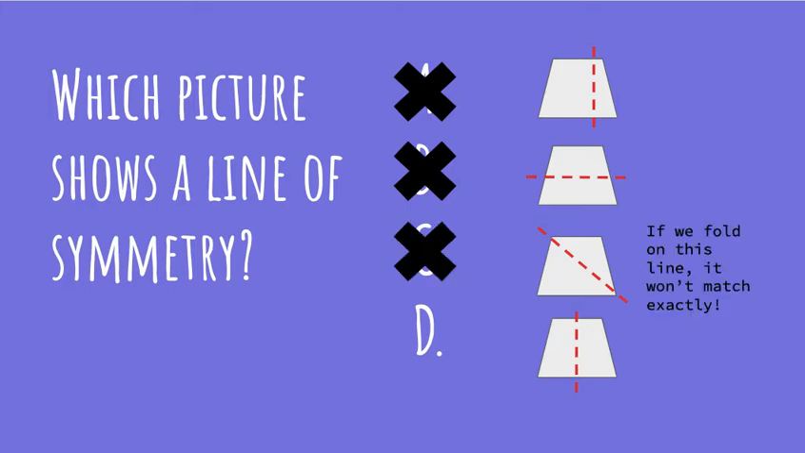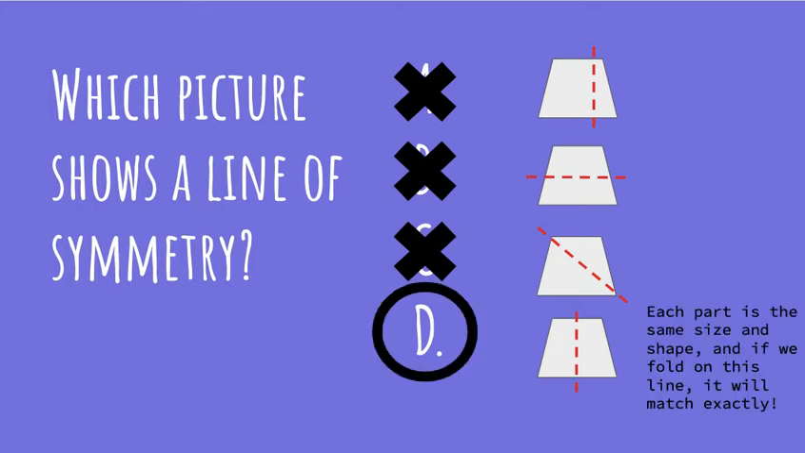Let's look at C. C is not a line of symmetry either. It's diagonal, but if we fold it on that line, the corners wouldn't match up exactly. So that means that D is a line of symmetry. Each part is the same size and shape, and if we fold it on that line, it would match exactly.